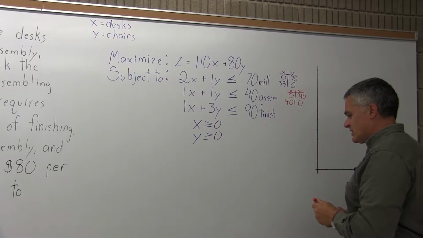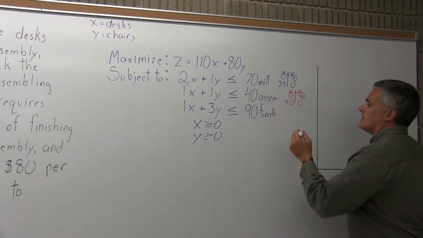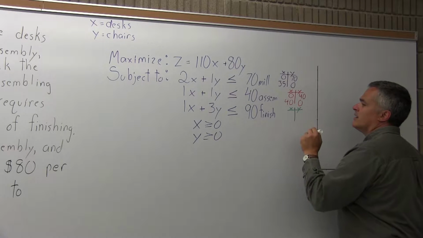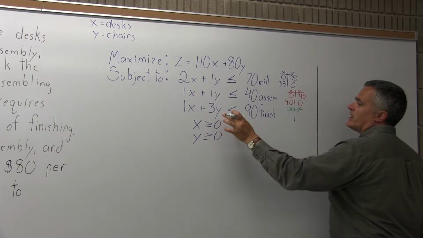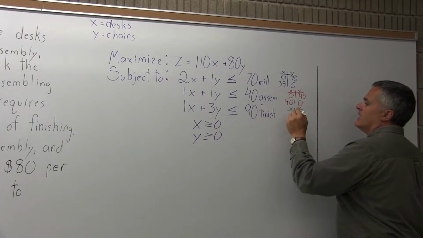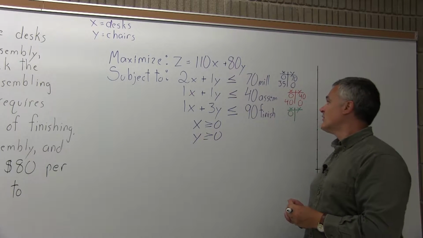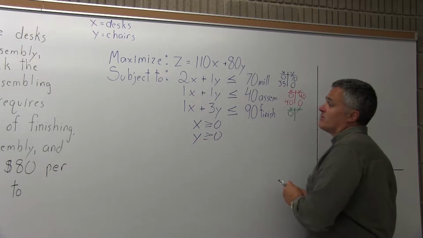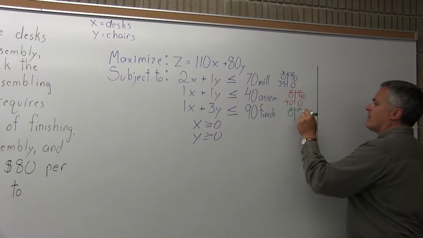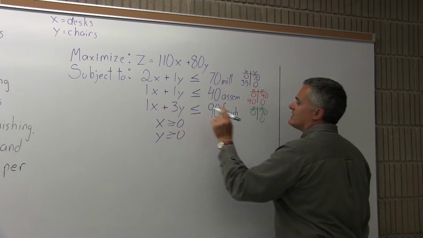And now the finishing constraint I will do in green. So now I want to pretend it's 1x plus 3y equals 90, not less than or equal to 90, equals 90. And find 2 points with x and y values that would make that equation true. So first, if I zero the x, I would be left with 3y equals 90. So y would have to be 30. And then if I zero the y, I'd have x equals 90.